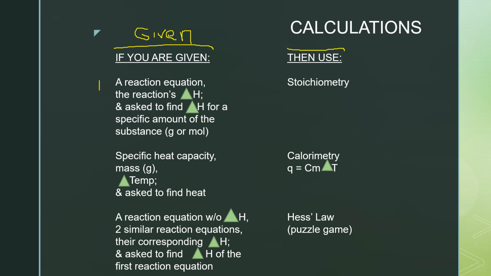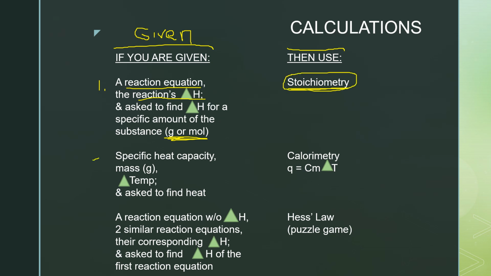So number one, if you are given a reaction equation, which we just saw, it has the yield arrow in it, and that reaction's change in heat, or that reaction's enthalpy value, the triangle H that we were just looking at for endothermic or exothermic, and you're asked to find the change in heat, or the enthalpy value, for a specific amount of that substance, depending on how much of the substance you're going to use in grams or moles, then you want to use the stoichiometry rules, and you want to use stoichiometry to solve the problem.